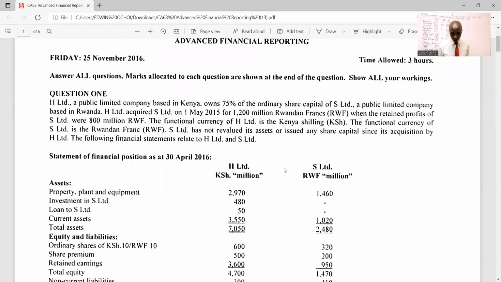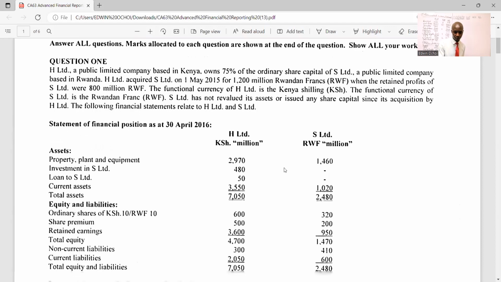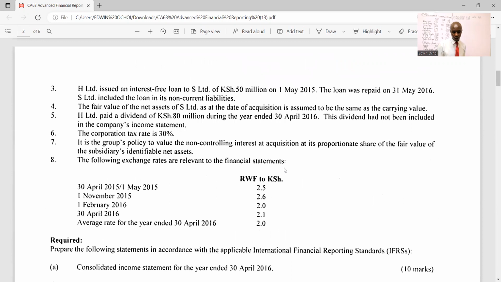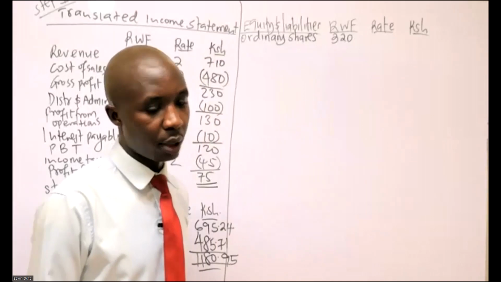So as at the start of the question, they said H Limited, a public limited company based in Kenya, owns 75% of the ordinary share capital of S, a public limited company based in Rwanda. H acquired S 1st May 2015. So that is the date, 1st May 2015. If you go to note 8, 1st May 2015, the rate given there is 2.5. That is the historical, as at the date when the subsidiary was acquired.